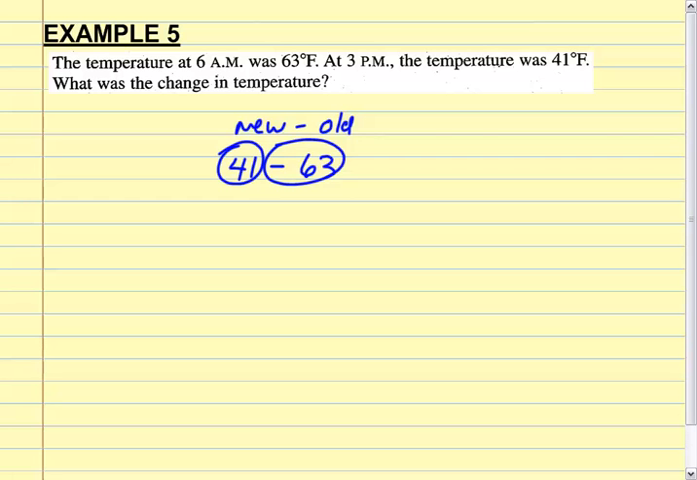I've got two terms. Now, I see I've got more negatives than positives, so my answer is going to be negative. I've got 63 negatives and 41 positives, so that leaves me with 22 more negatives after they cancel out. And my answer is in degrees Fahrenheit. So the temperature change was minus 22 degrees Fahrenheit because it went down.